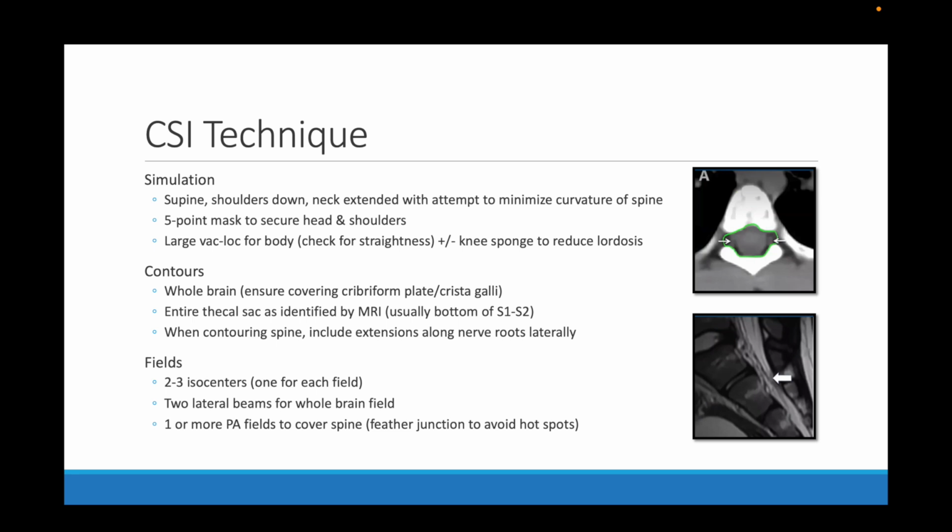And then finally, as we said, when we're thinking about our fields, we're trying to have 2 lateral beams, so opposed laterals, to cover our whole brain field. And then we're having 1 or more PA fields to cover the entire spine.